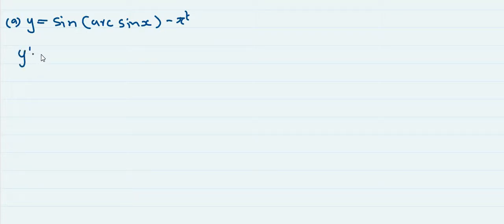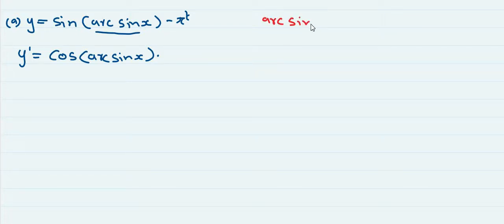Then y prime, the derivative of sine is positive cos, we use the chain rule. So the derivative: cos of arc sin x multiplied by the derivative of arc sin x, and the derivative of arc sin x is 1 over the square root of 1 plus x squared.